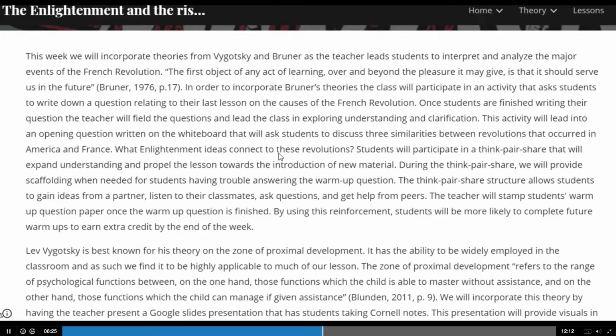In this week's lesson plan, we connect these theories of Whetstone and Grumman through our lesson on the major events of the French Revolution. We have students participate in an activity that asks them to write down a question relating to their last lesson on the cause of the French Revolution. This is important because it draws a connection to Grumman's belief that learning should first and foremost serve us in the future.